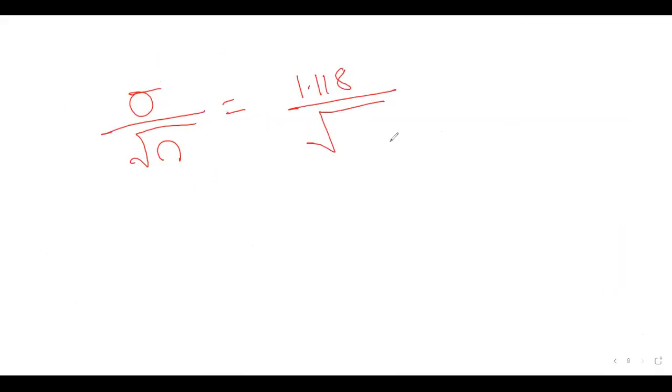Divided by the square root of the sample size. The sample size is 2. So 1.118 divided by the square root of 2, you are going to get 0.7905 something, which is the same as 0.791. So we have proven the second theory.